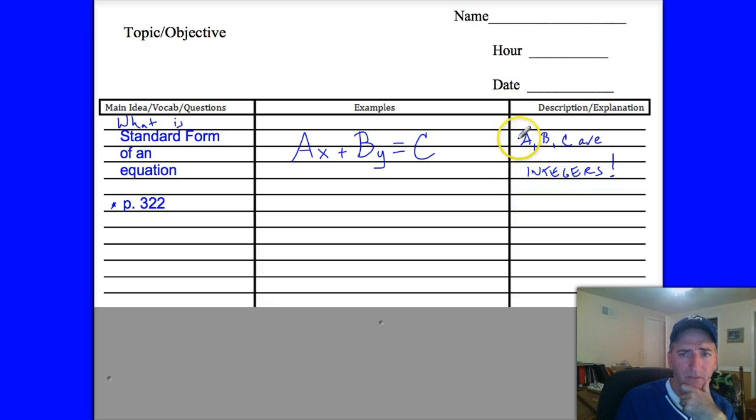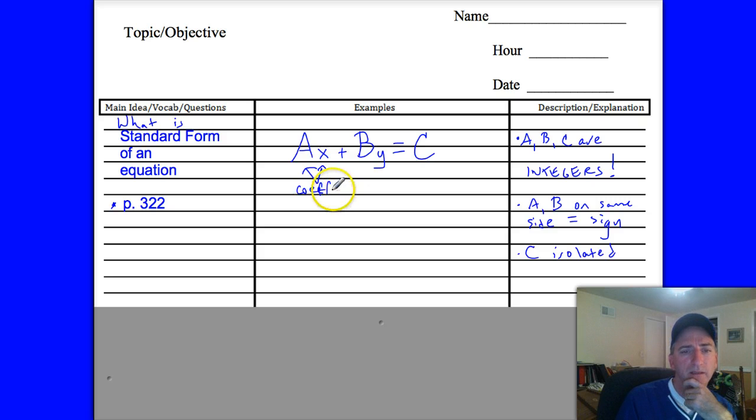Here's another thing you need to be aware of: A and B are on the same side of the equal sign. C is alone. C is isolated. Now another observation is that A is the coefficient of x. So A is the coefficient of x.